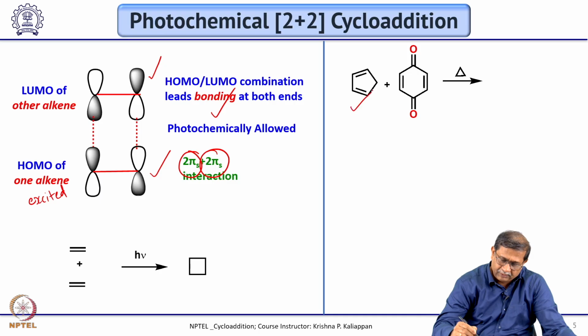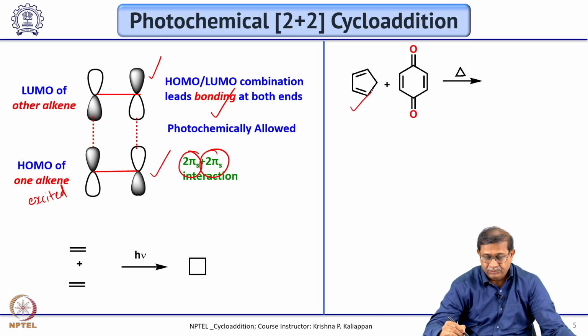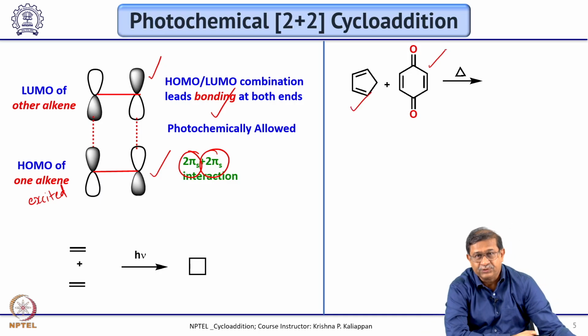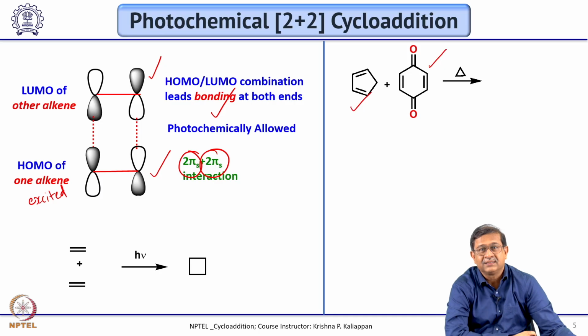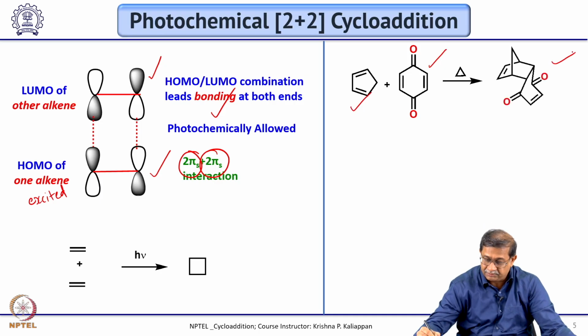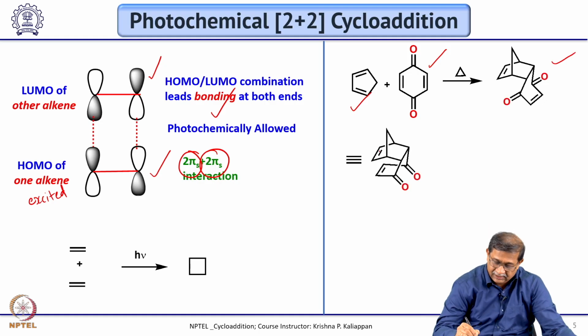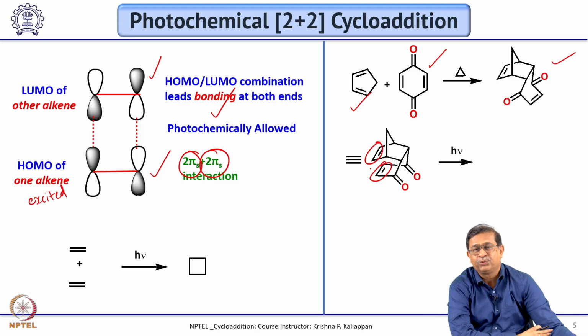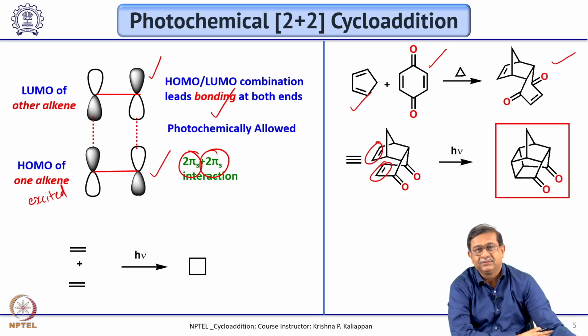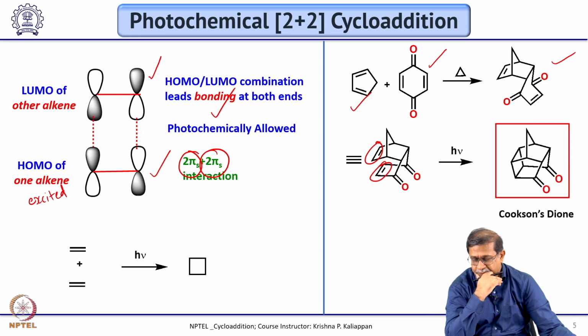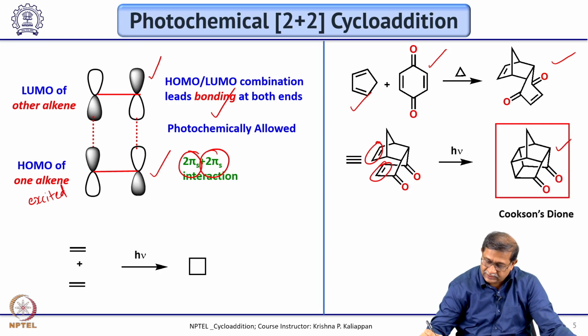We know cyclopentadiene can undergo a 4+2 cycloaddition with benzoquinone. This we have already discussed in 4+2 cycloaddition. That should give this bicyclic adduct. Now this can also be redrawn like this. This alkene and this alkene can undergo an intramolecular 2+2 cycloaddition reaction. That will give this cage-like molecule. This is a very interesting compound, called Cookson's diene.